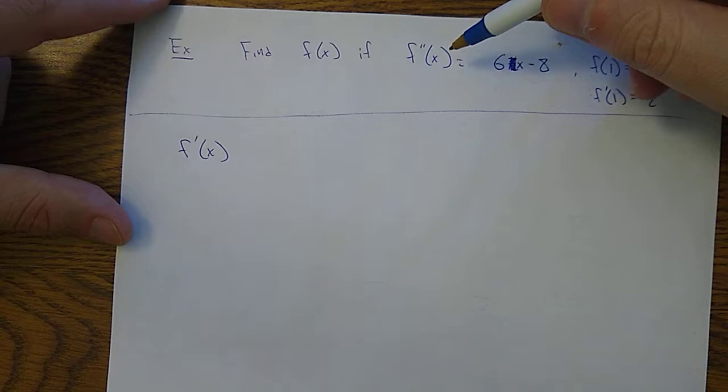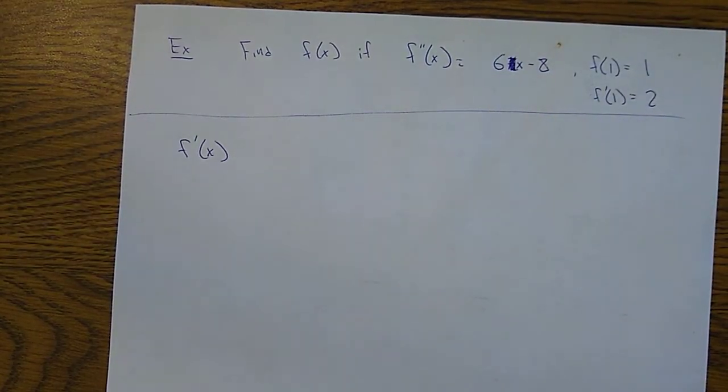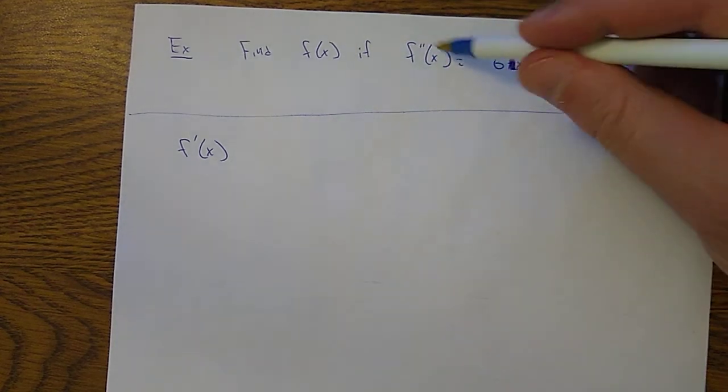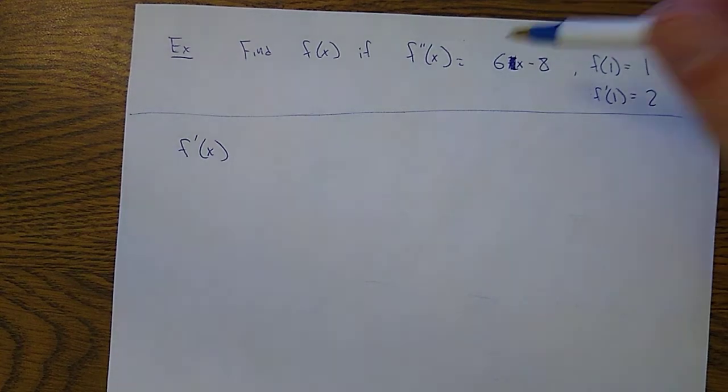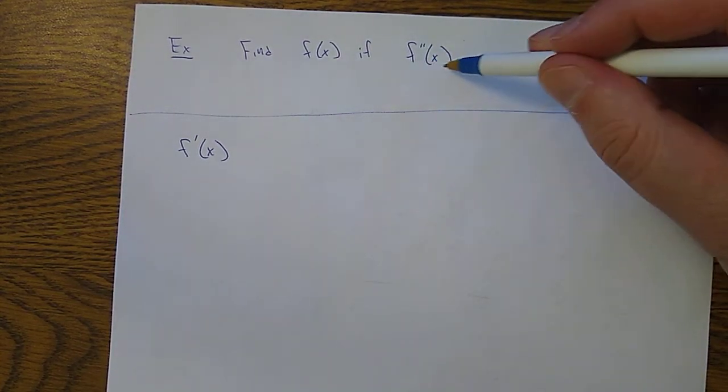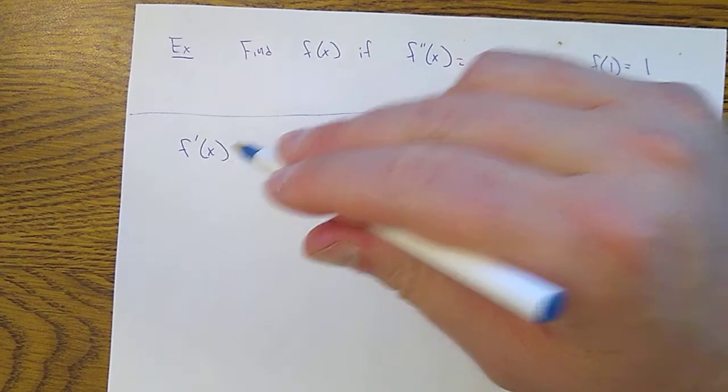I have the second derivative. So what I'm going to do is the antiderivative twice. Because if I want to undo a derivative, what I do is an antiderivative. And I want to do that twice because I have the second derivative. So first, if I do the antiderivative of this, that should give me the first derivative.